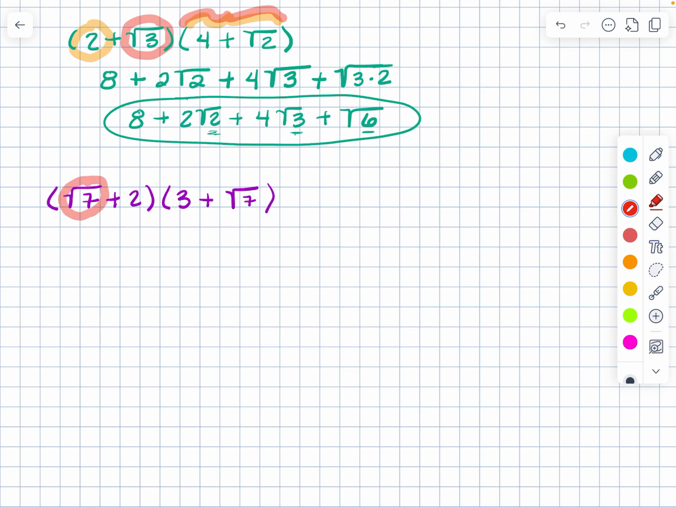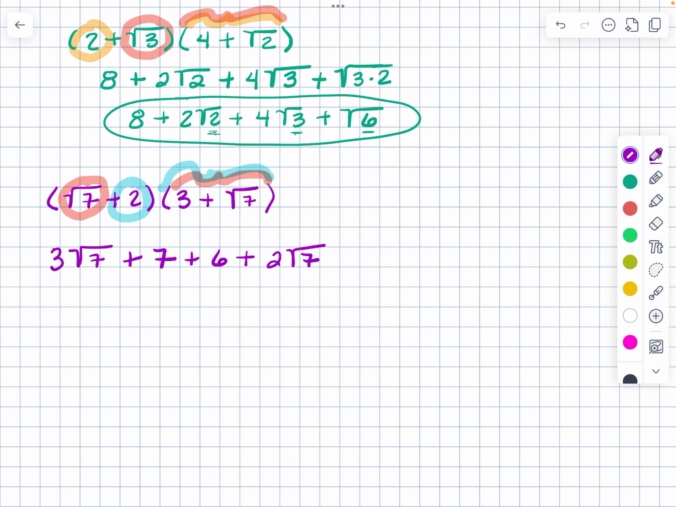We're going to multiply this times all of this first. So we've got the square root of 7 times 3, and I'm going to put the 3 in front there. And then plus the square root of 7 times the square root of 7 is just 7. And now I'm going to multiply the 2 by all of this. And that's going to be 2 times 3 is 6, plus 2 times the square root of 7 is 2 square root of 7.